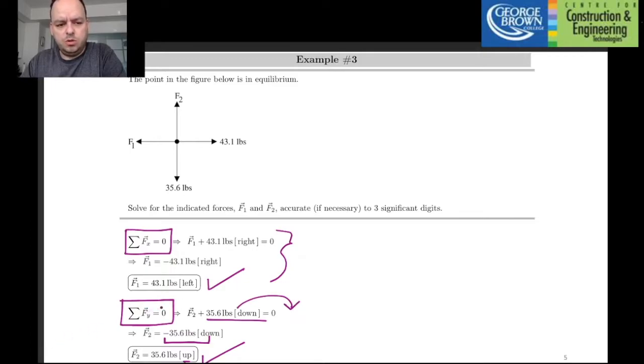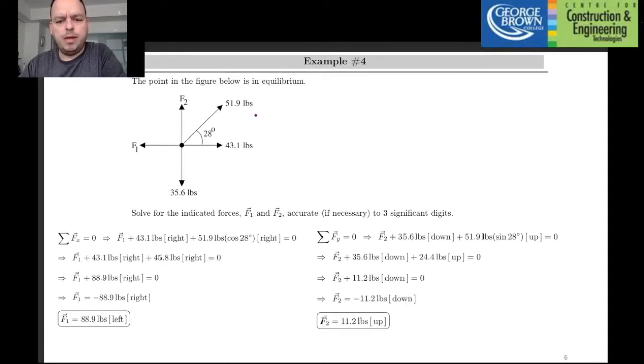These examples are very straightforward, hopefully, and what makes them straightforward is that they are aligned to the vertical and horizontal directions. What would make an example more complex is if a force was, for example, at some angle, like this. And that is exactly what the next example will introduce. So how do we manage through this example?